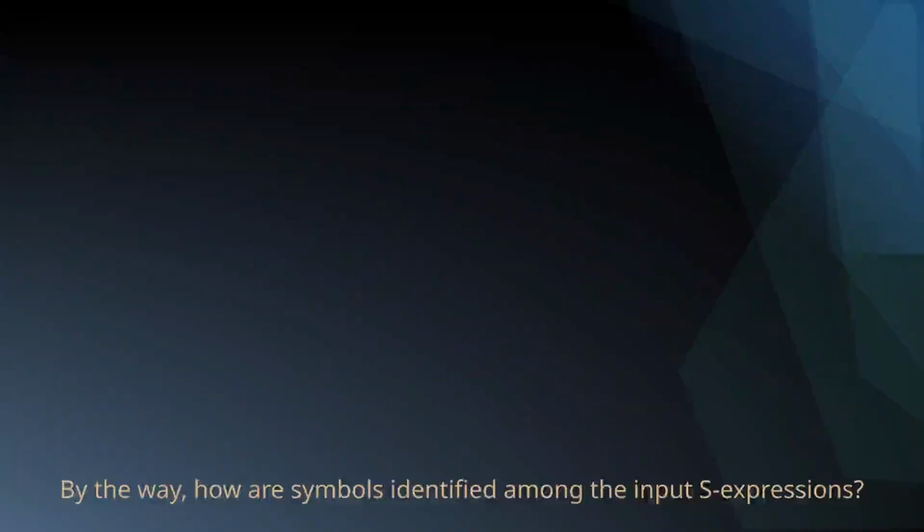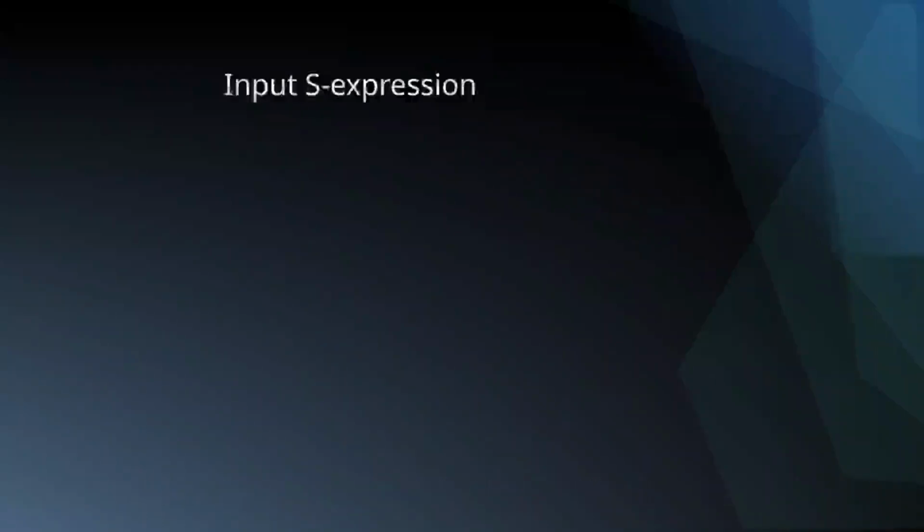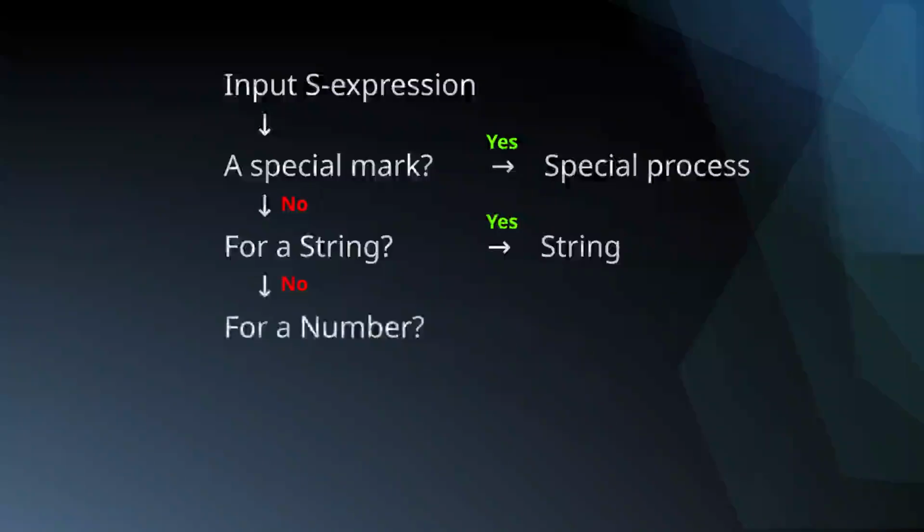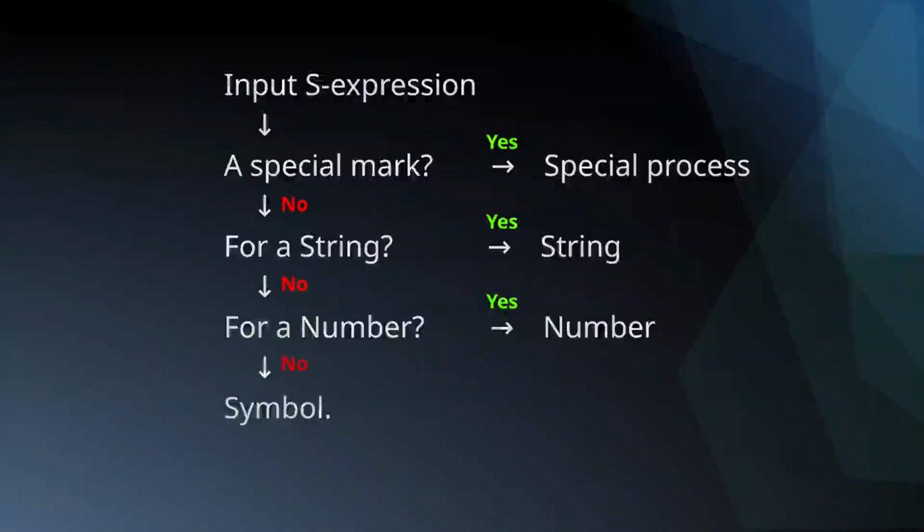By the way, how are symbols identified among the input S expressions? First, the input S expression is checked to see if it is a special mark defined in Scheme. If so, special processing is performed for the mark. If not, it checks whether the input S expression represents a string. If so, it processes it as a string. If not, it checks if the input S expression represents a numeric value. If so, it processes it as a numeric value. If not, it processes all S expressions as symbols.